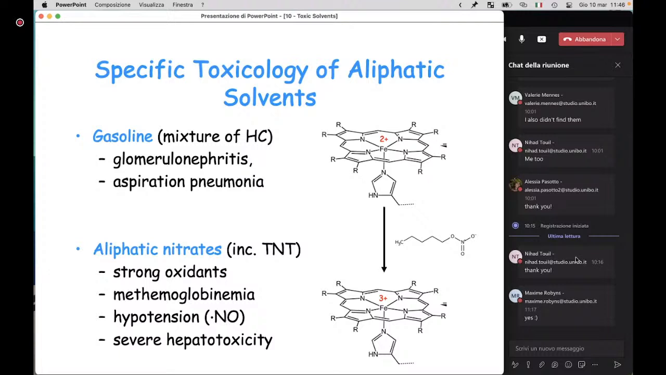But if you intake a lot of aliphatic nitrate, it will produce a lot of arterial dilation, and so a lot of hypotension. And this is, of course, quite dangerous, because heavy hypotension can cause heart arrest. It can cause lower blood afflux in the brain, and so on. And also hepatotoxicity. This is a common, let's say, consequence of many solvents intake.